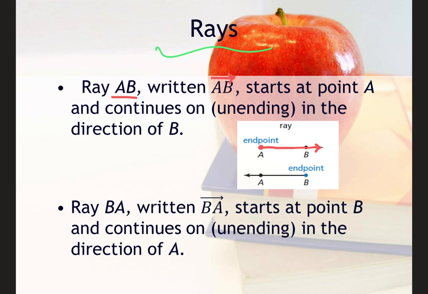This second example here would be ray BA because B has the endpoint and it continues on in the direction of A without ending. So you can either write it as ray BA or ray over the top of the BA where the endpoint's over the B and the arrow's over the A. Because these are unending, they also cannot be measured.